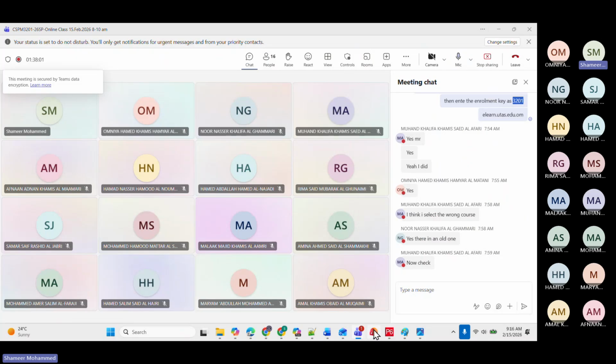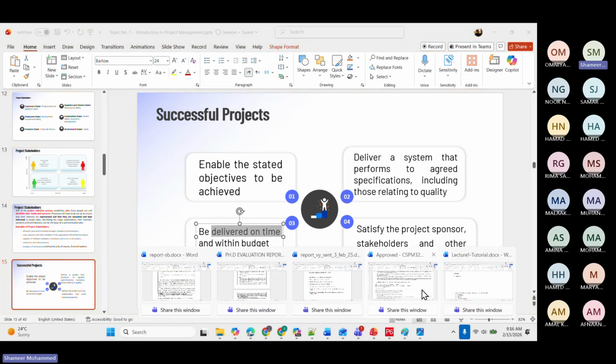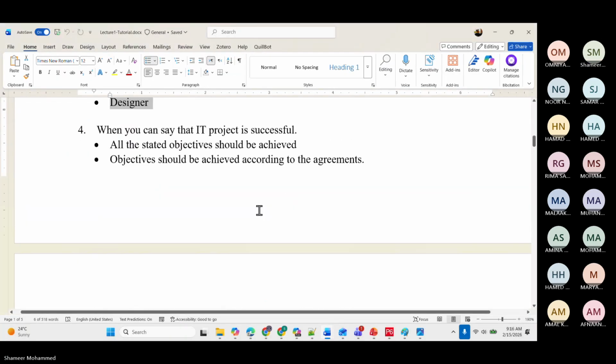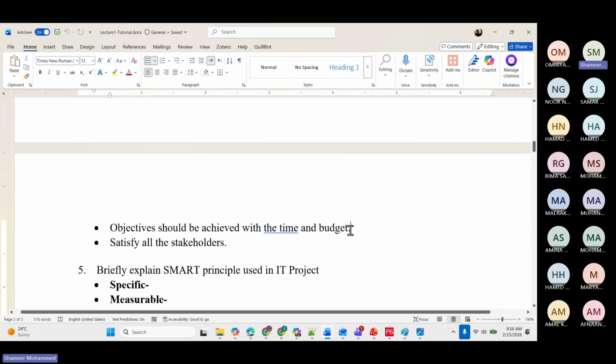Okay, so let us continue. So this is nothing but the successful project. Now the question will be something like this: how can you say the IT project is successful? So these points you can write. What are the stated objectives you have achieved? Whatever specification you have given to the customer, within the time, within the budget. That is, you have not spent more money on the project, and you have not spent more time on the project. You have taken whatever time is given for you to complete.